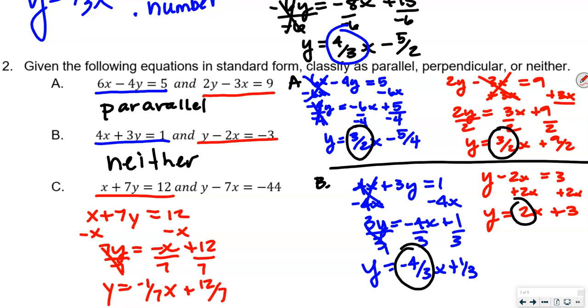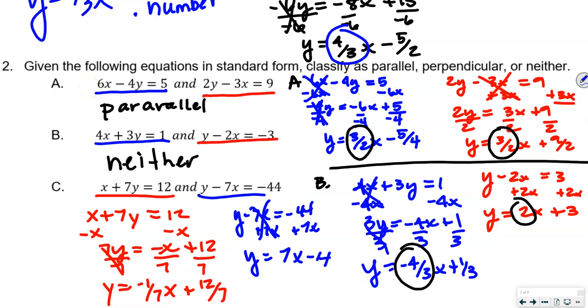And then we're going to look at our other one, this one right here. So this is going to be y minus 7x equals negative 44. So we're going to add 7x to both sides, right? So now that's gone. So y is equal to 7x minus 44. Again, we're going to compare our slopes. So this is negative 1/7, and that's 7. So one's positive, one's negative, and they are reciprocals of each other. So this is perpendicular.